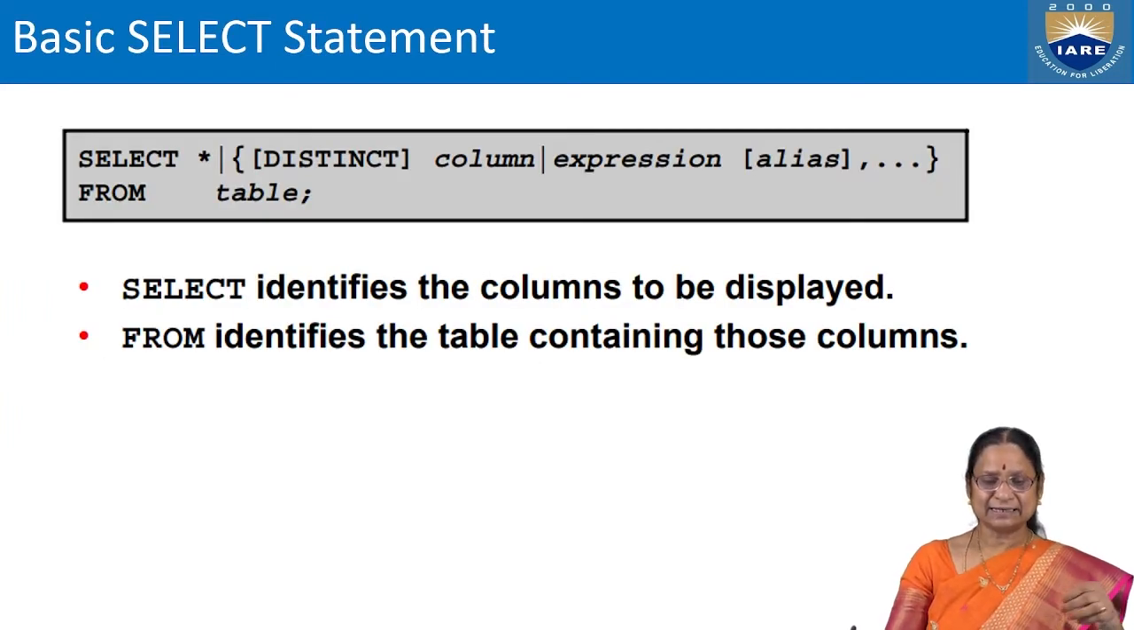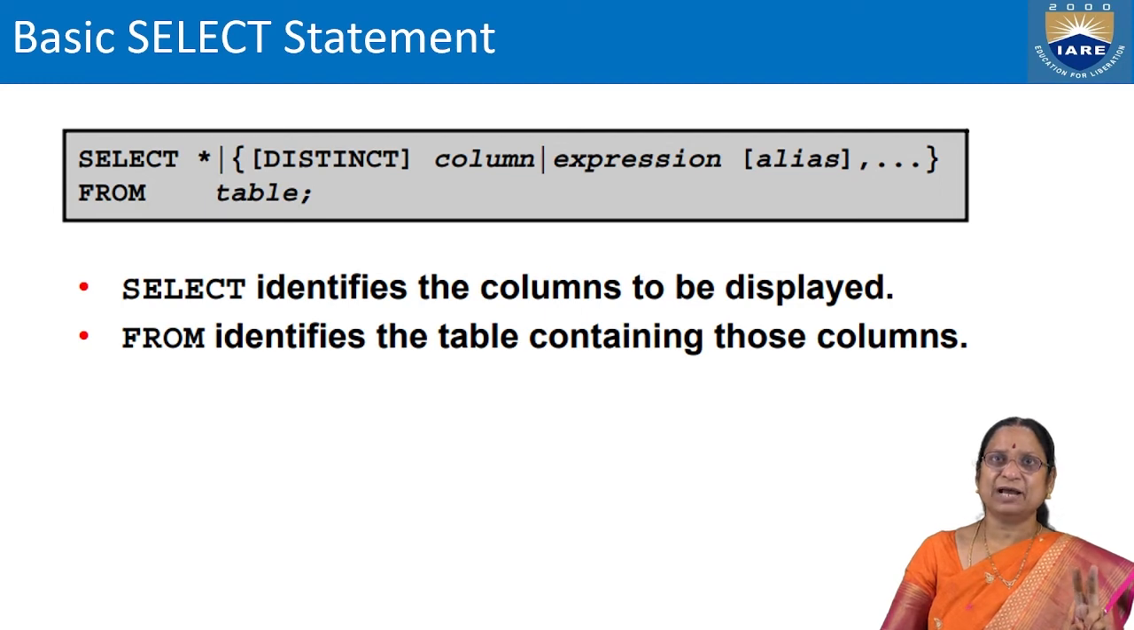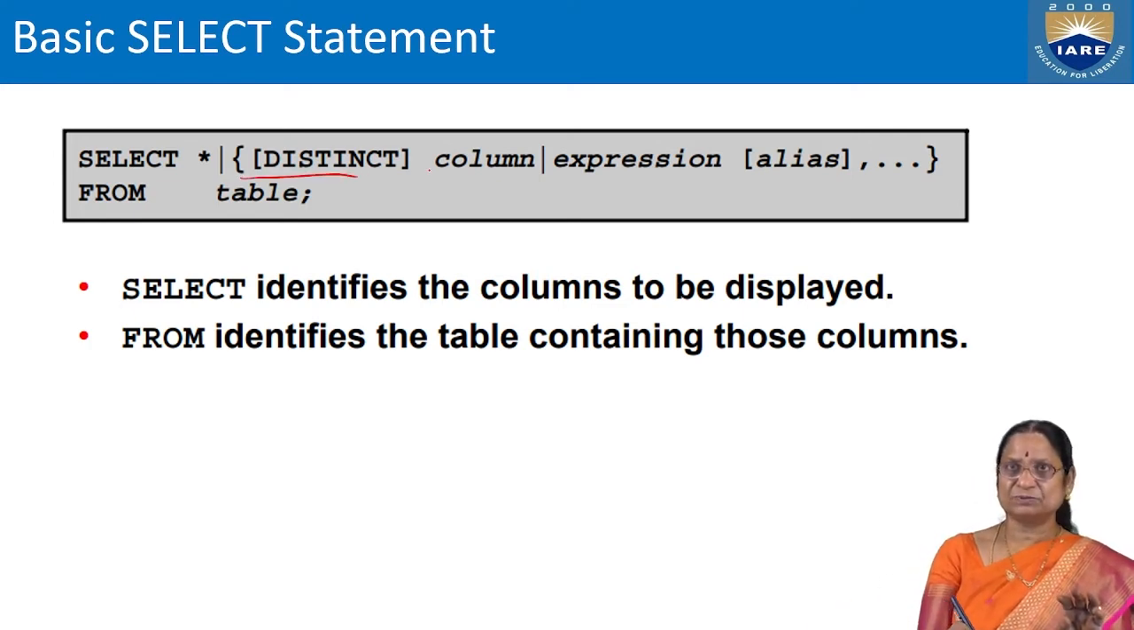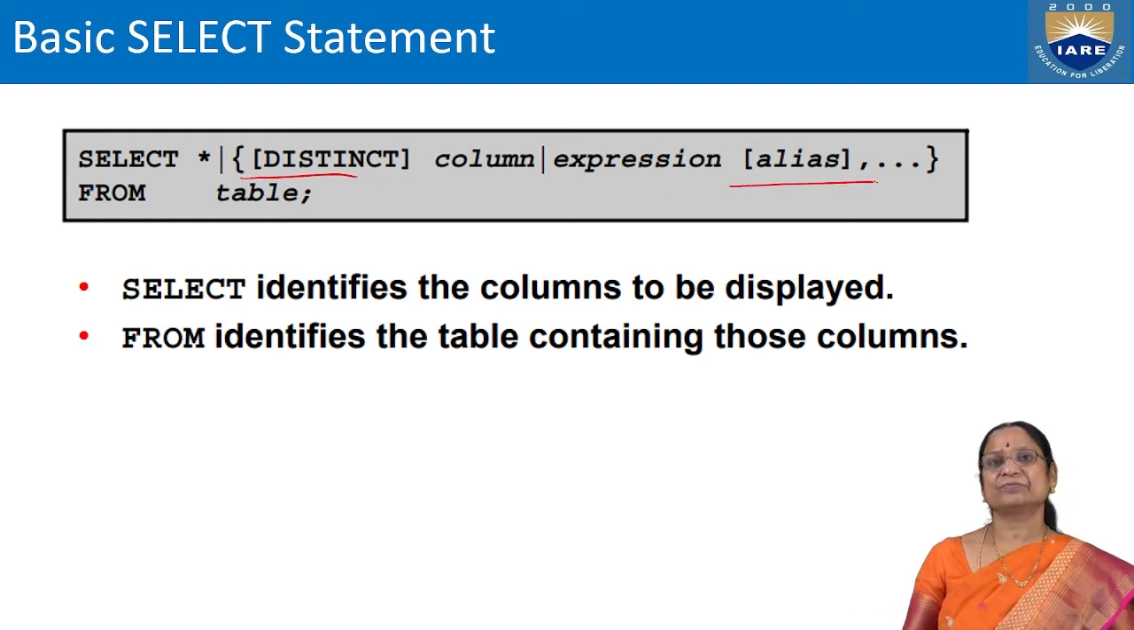So a basic SELECT statement means we will use only two clauses. As I told you, two are mandatory: SELECT and FROM. So you observe: SELECT, star, DISTINCT, column name, expression, alias, table, etc. SELECT identifies the columns to be displayed, FROM identifies the tables containing those columns. We are using various options. DISTINCT is there. Okay, alias is also there. Expressions can also be done.